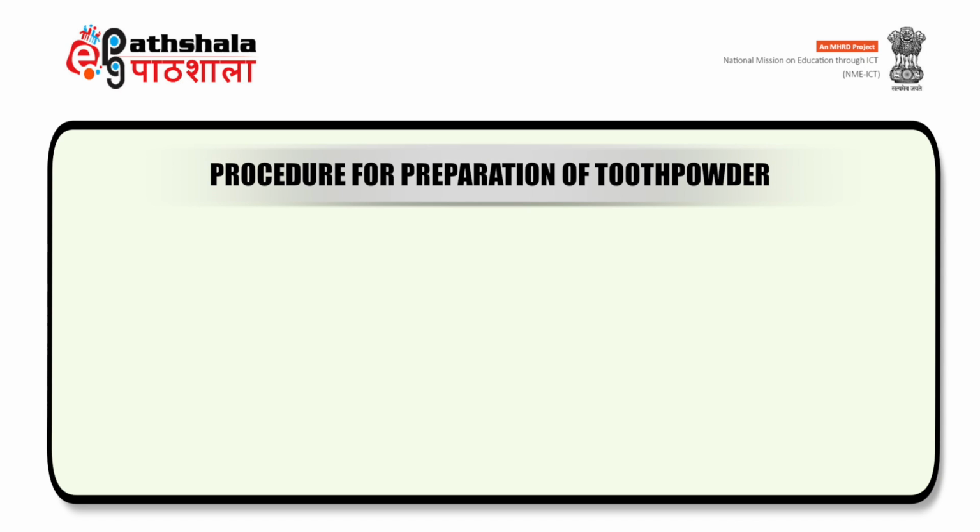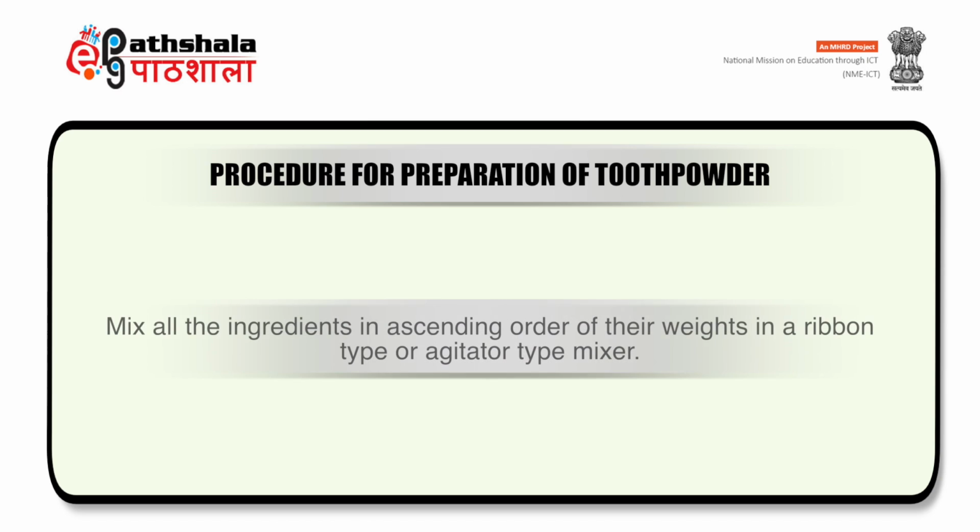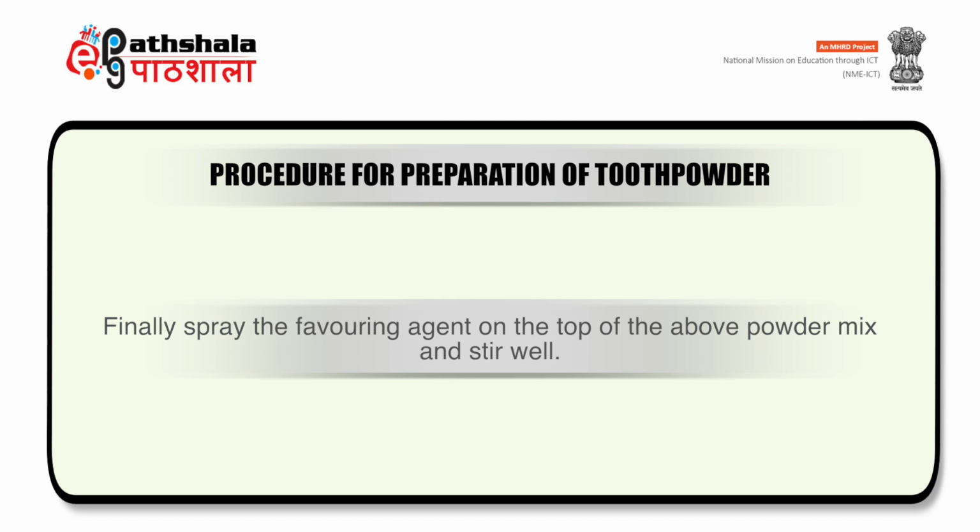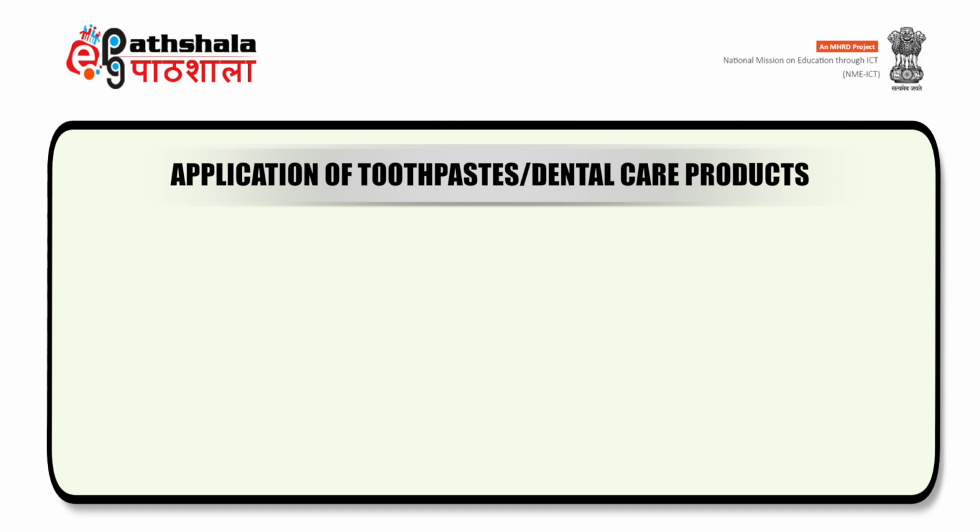Now, procedure for preparation of the tooth powders. All the ingredients are mixed in ascending order of their weights in a ribbon type or agitator type mixer. Finally, the flavoring agent is sprayed on the top of the above powder mix and stirred well. Now, we move on to the application of toothpaste and dental products.